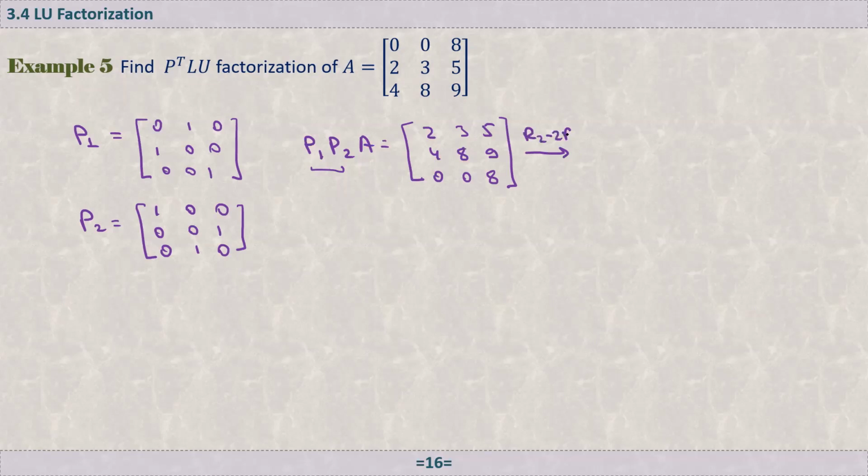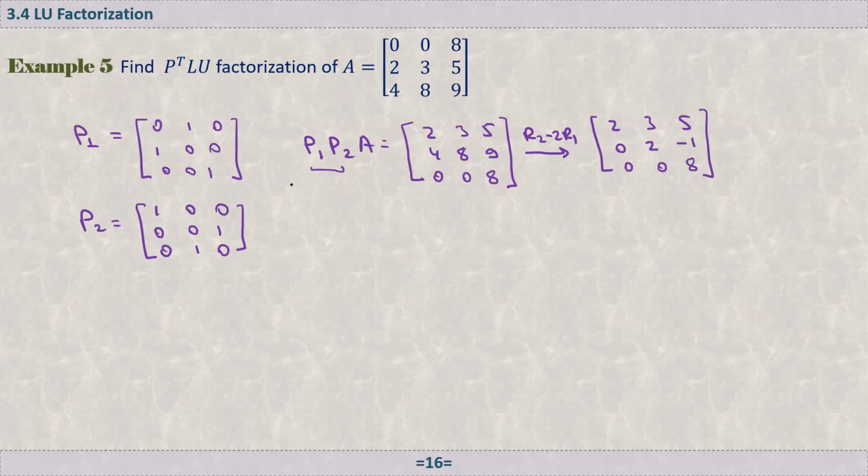R2 minus 2, R1. Right? It is 2, 3, 5. Multiplied by negative 10, and here it is 0. Negative 6 plus 8, it is 2. Negative 10 plus 9, it is negative 1. And here I don't have to do anything. It is just 0, 0, 8 already. So now it is ready.